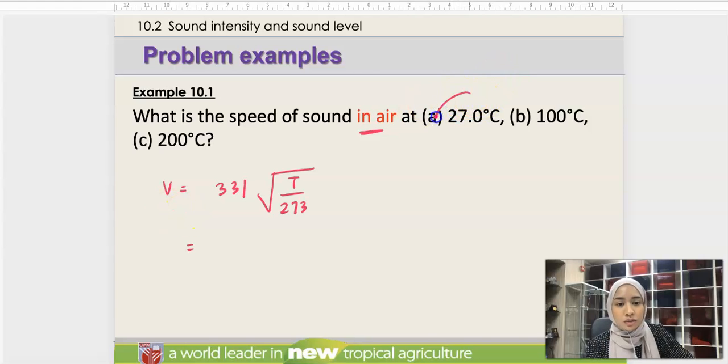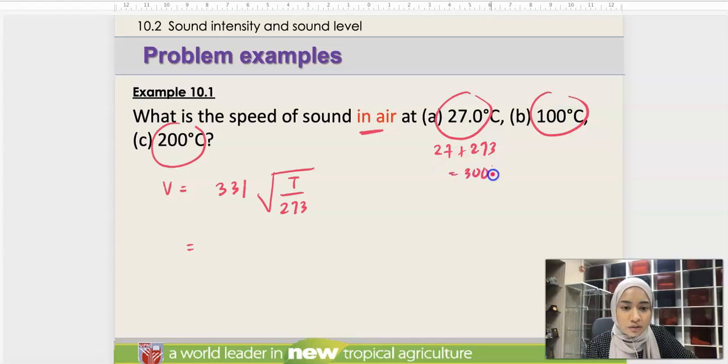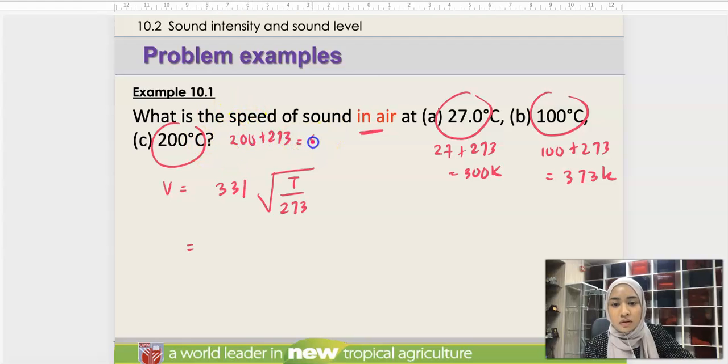So now I want to find out what is 27 degrees in Kelvin, 100 degrees in Kelvin, and 200 degrees in Kelvin. So this is 27 plus 273, which is just 300 K. And I have 100 plus 273, which is 373 K. And the last one is 200 plus 273, which is 473 K. So just plug it in.